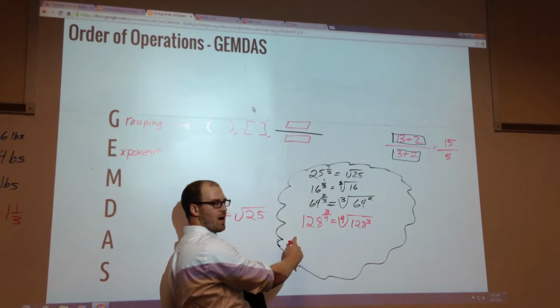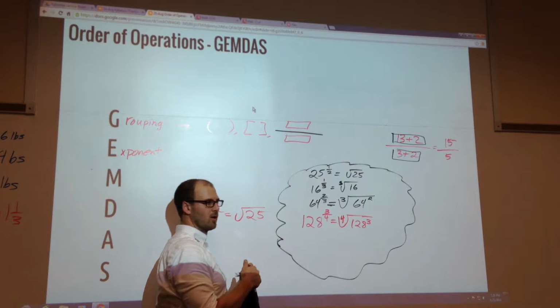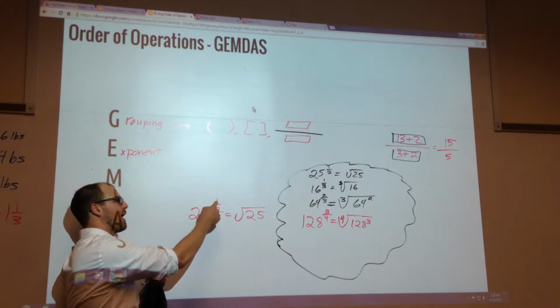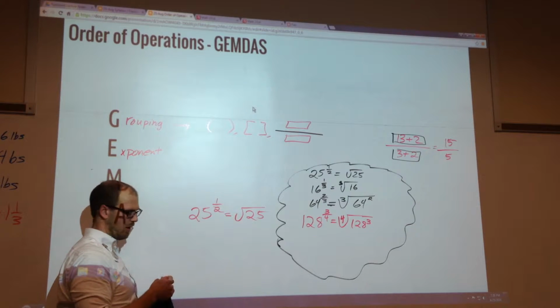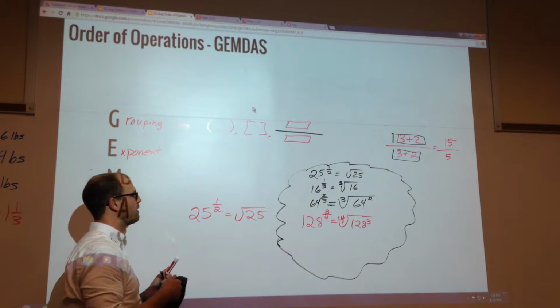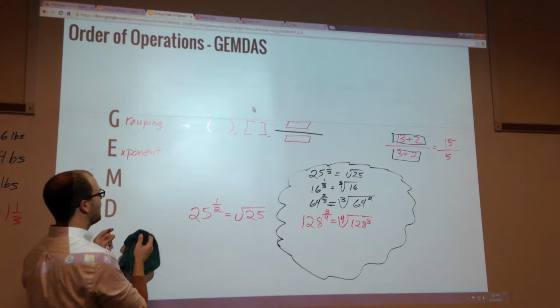Again, you don't need to know this right now. Just a little side note as what it is. The one you do need to know is the square root. I'm sorry, to the 1/2 is equal to the square root of 25. Okay? Yeah, that's all I'm going to go with for now. Okay? All right, so that's E.